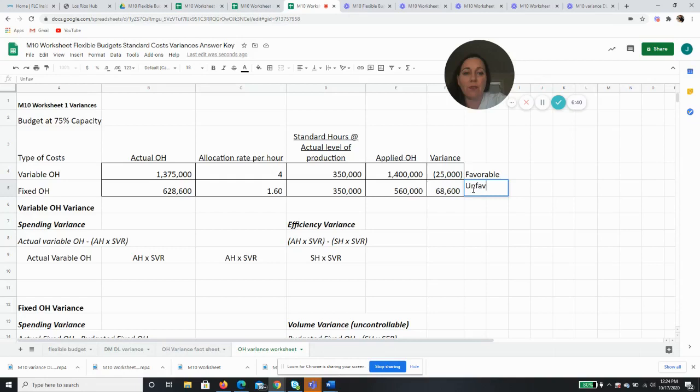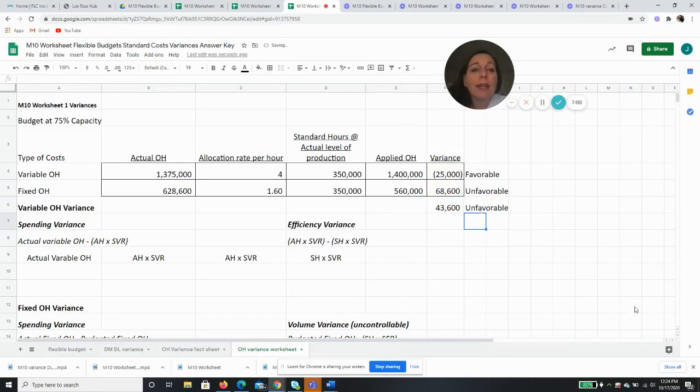$68,600 unfavorable. All right, these are both pretty big numbers, and I want to find out what happened. Why do we have these huge numbers? I can add these up too if I want to see what my overall overhead variance is, and it's $43,600 unfavorable.